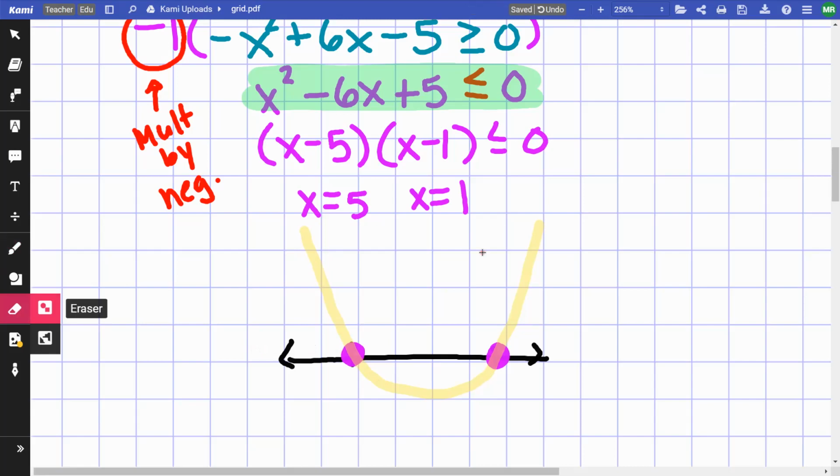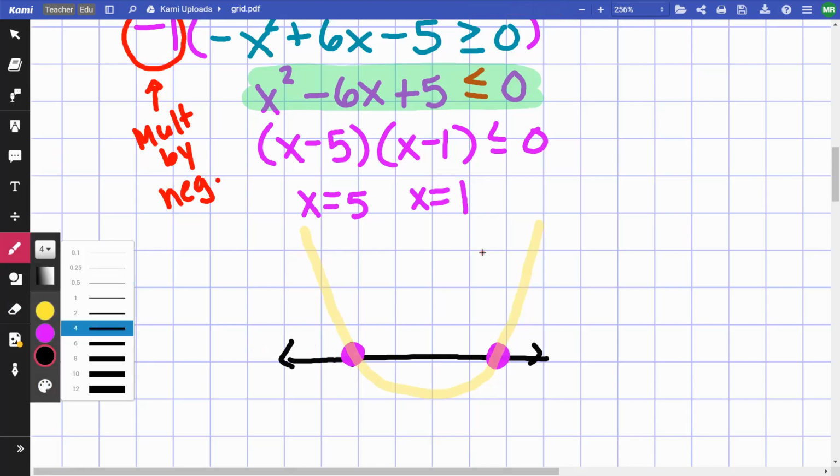What did I do? Can I reverse those? No, that was right. 1 and 5, right? Sorry, 1 and 5. I thought I misread that. 1 and 5, those were right. Sorry, I thought I put them in the wrong order.